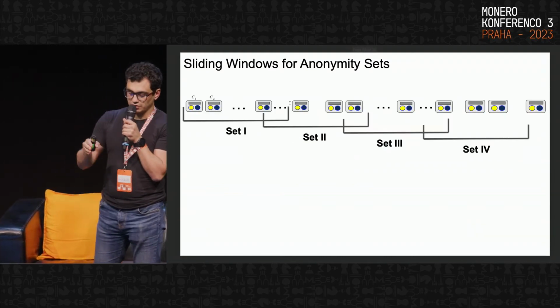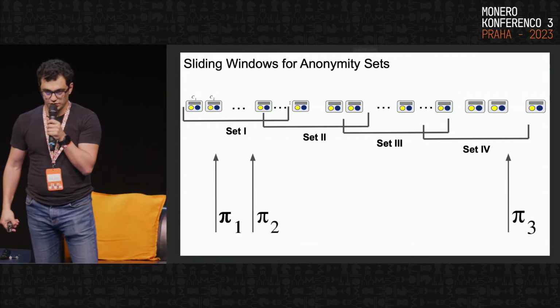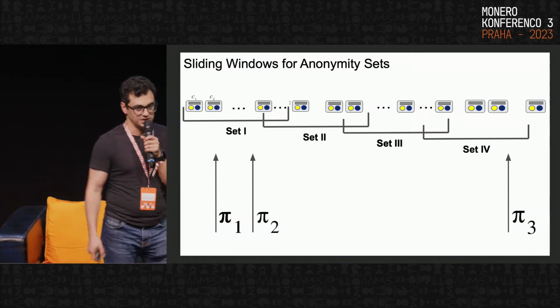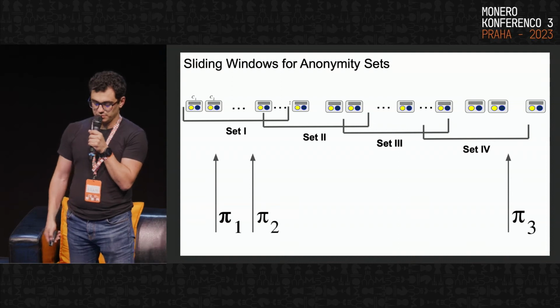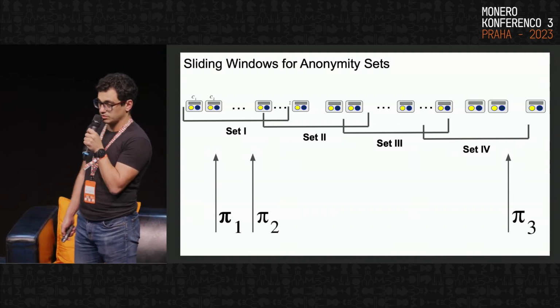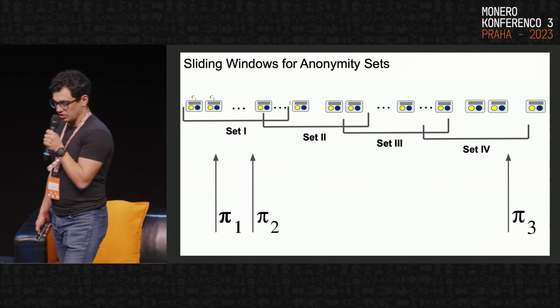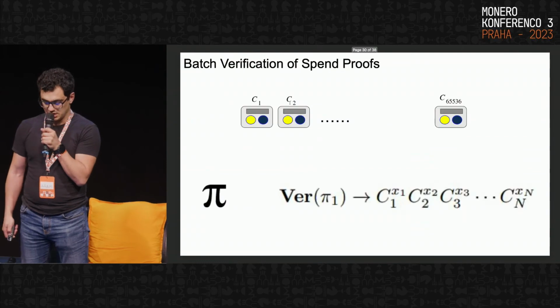This way, the anonymity sets will follow each other, and each spend proof should be generated and should explicitly refer to a concrete anonymity set. For example, the first two proofs here are referring to the first set, and the third proof is referring to the fourth anonymity set. This is important also to optimize the verification of transactions.